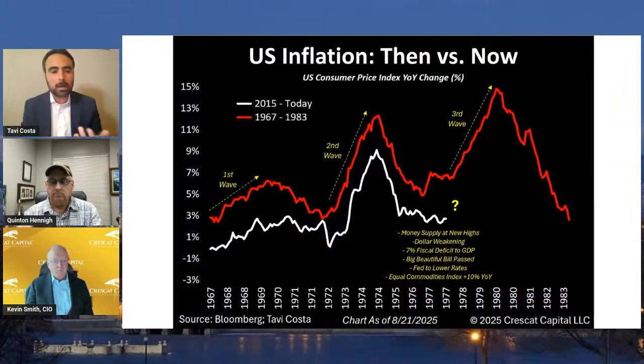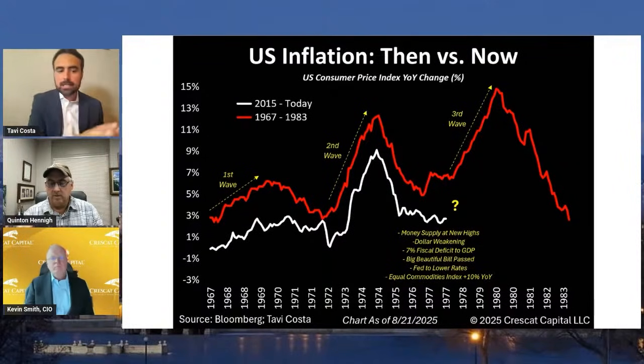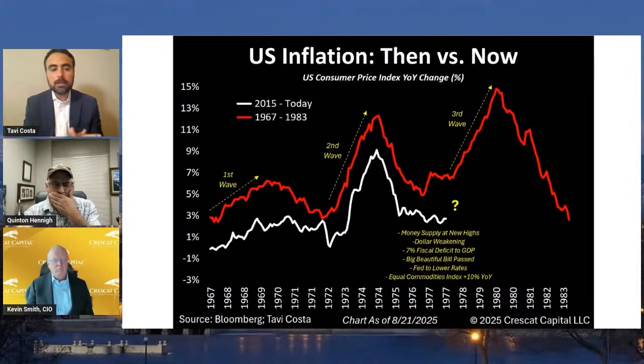You've got money supply at all-time highs. You have the dollar weakening, I just talked about it. You have the deficits, as I just said. You have the big, beautiful bill that was just passed. Look into that whole bill, it's just telling you a green light for spending. And then the fourth one is the Fed lowering rates, and the commodities index is up double digits in the last year. So I do think this is potentially not in the data yet. And the real inflation is obviously much higher than what's been reported if you look at the real world. And so I do think an acceleration is a very plausible thesis.